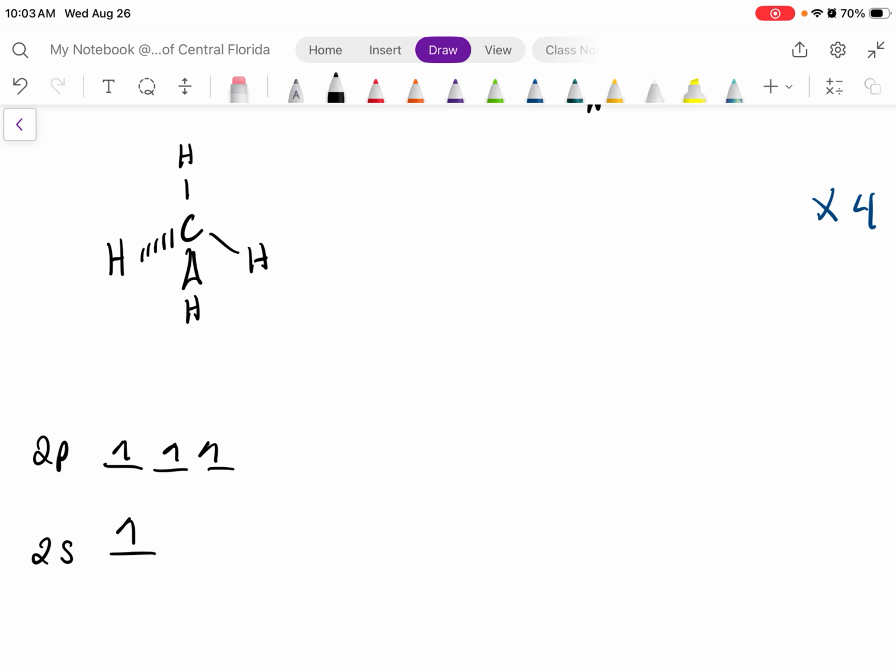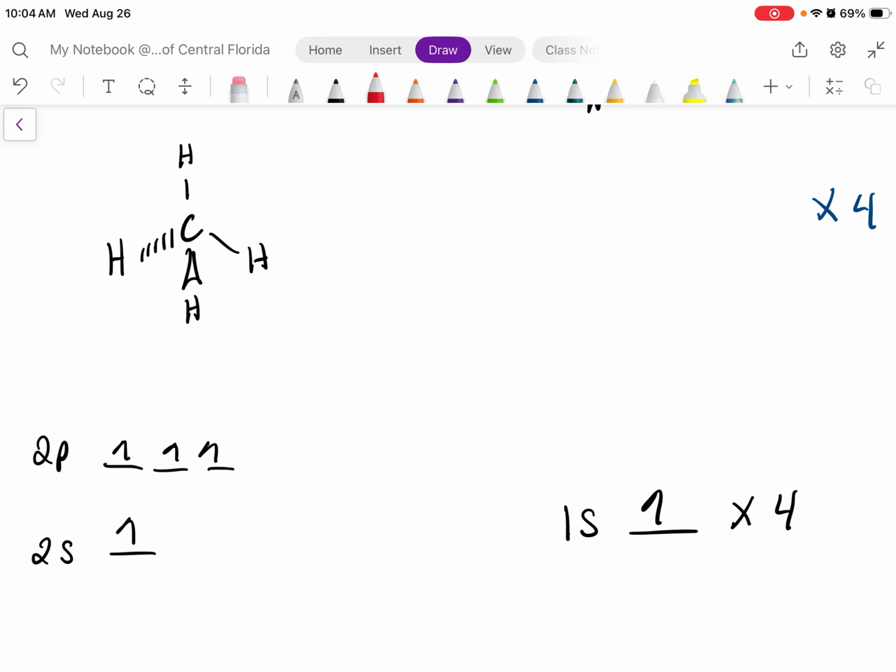And what I'm drawing in those orbitals there are the valence electrons of carbon. And then I see that we have 4 hydrogens, and the valence electron in hydrogen is going to be in a 1s orbital. And we have 4 of those, so I'm going to times it by 4.